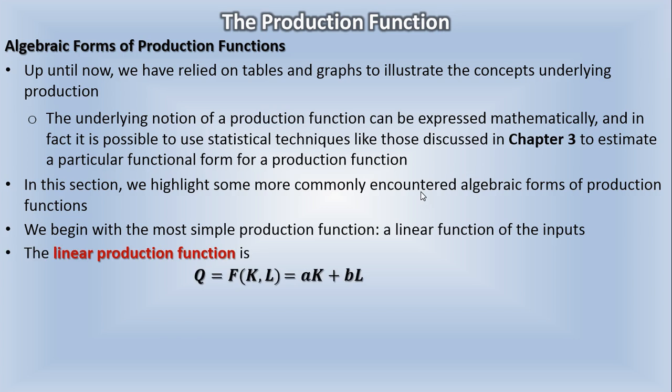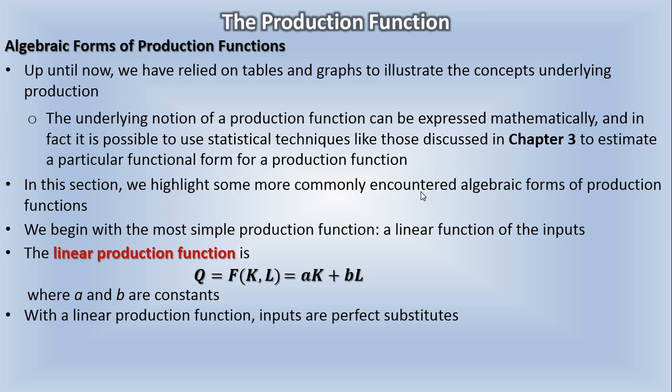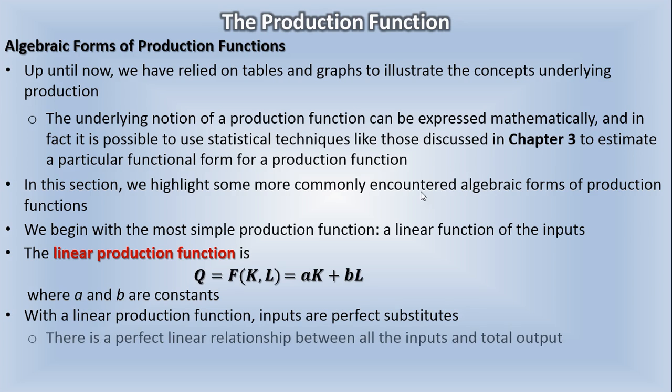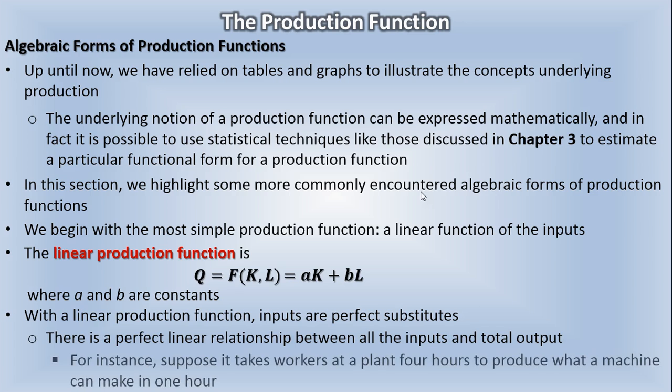It's very simple. You've got capital and labor together. You add them together and you get your amount of output. And each of them has some coefficient that represents, in this case, their marginal product. So A and B are going to be constants. With a linear production function, inputs are perfect substitutes, meaning that they can be substituted for each other in some fixed proportion. So there's a perfect linear relation between all the inputs and total output.